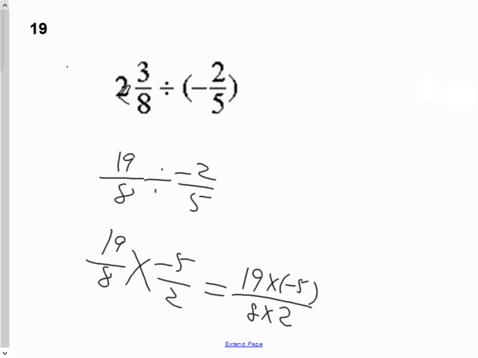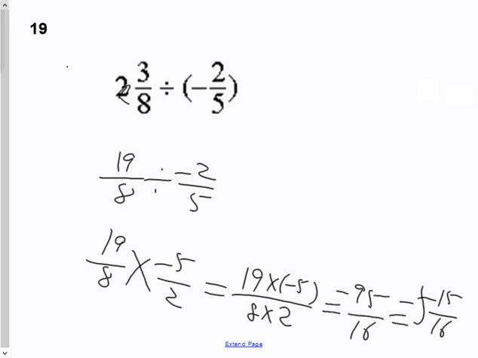Okay, so 19 times 5 is 50 and 45, which is 95 over 16, which I believe is 5 and 15 sixteenths. So of course I forgot my negative symbol. So negative 5 and 15 sixteenths, or negative 95 over 16.